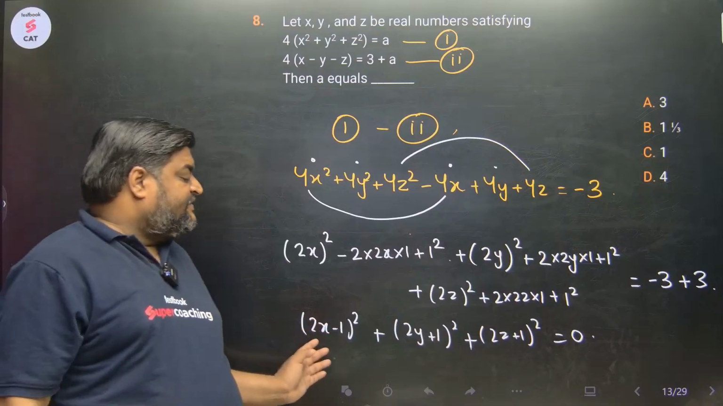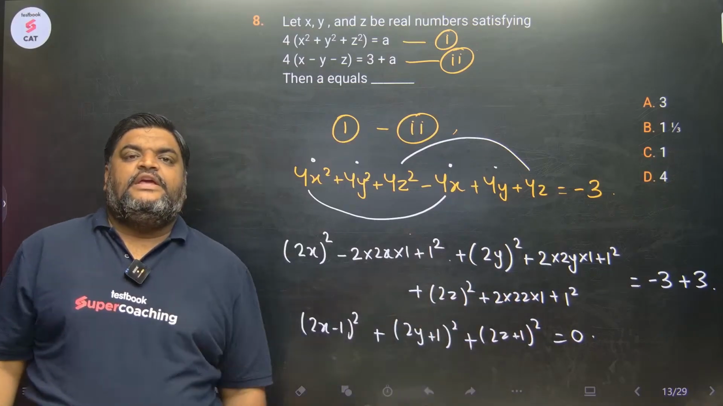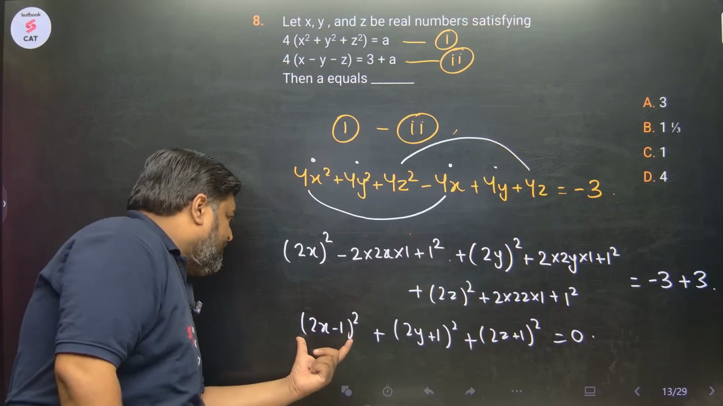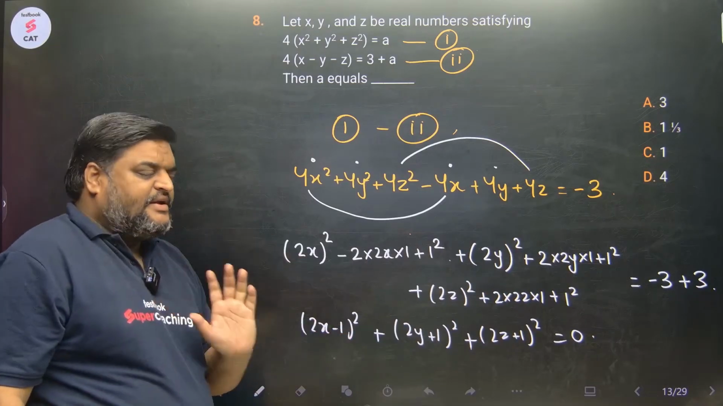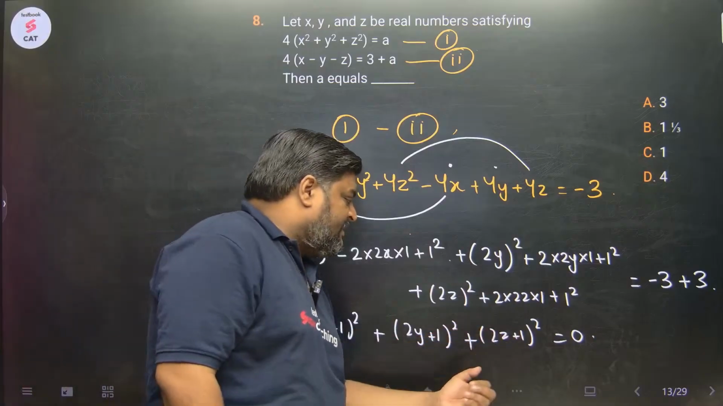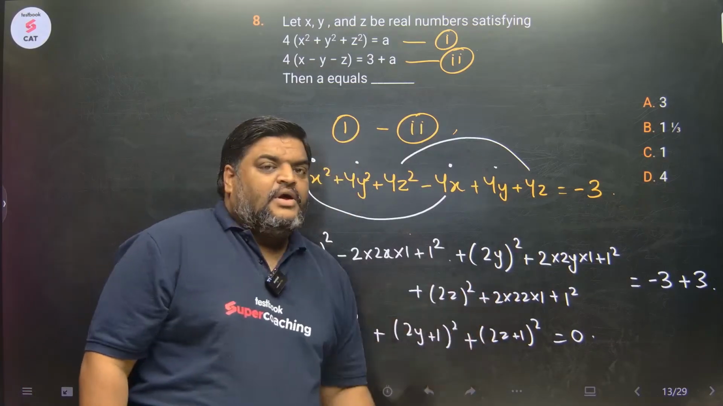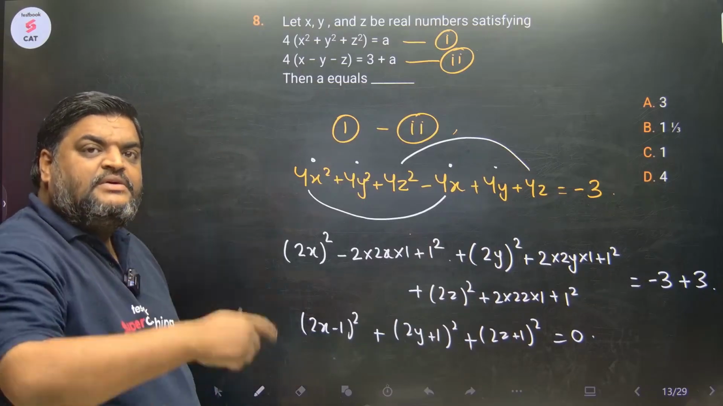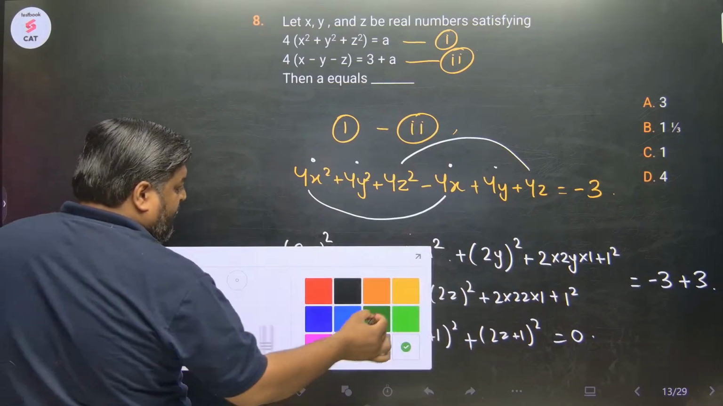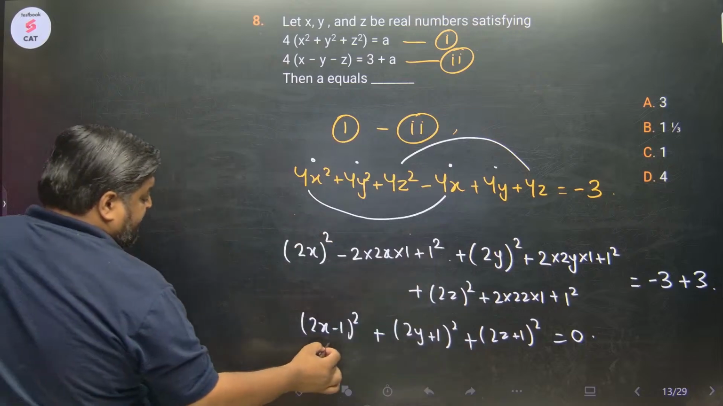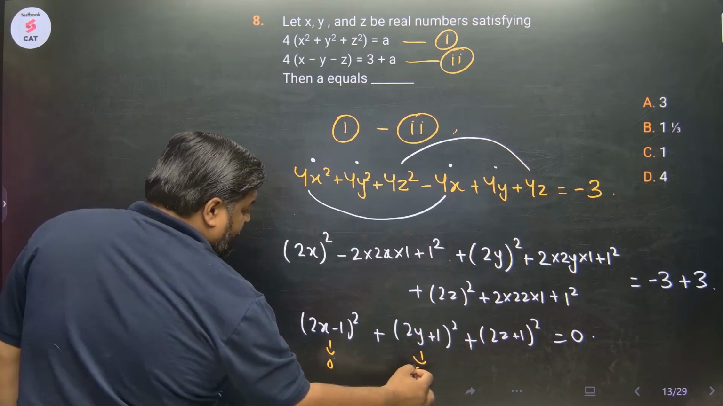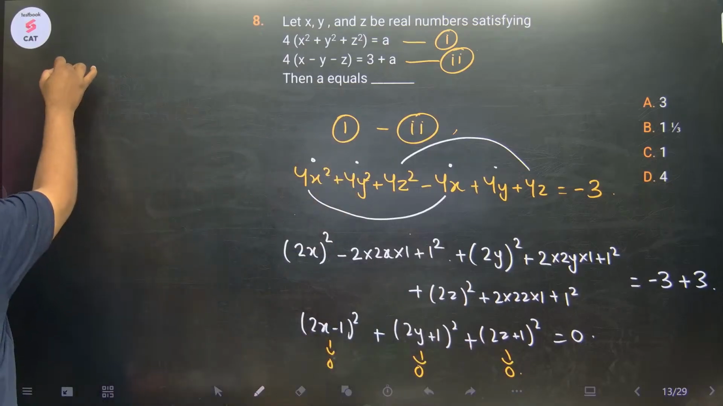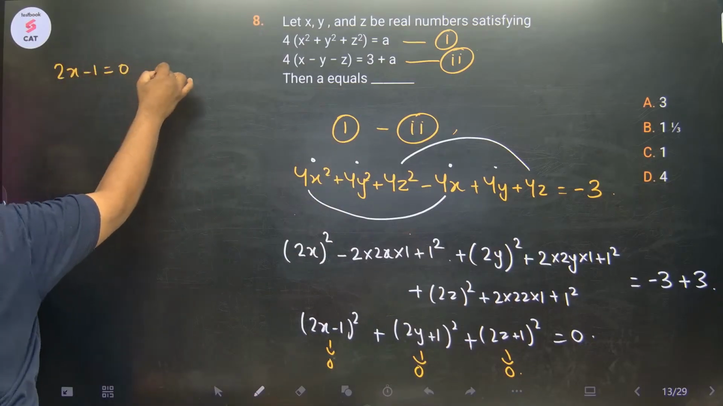Now sum of three non-negative numbers equal to 0. When is this possible? Look, this is a square, it cannot be negative. Similarly, this cannot be negative, this cannot be negative. All of them are non-negative numbers. This is possible only when all of them are individually 0. That means this has to be 0, this has to be 0, and this has to be 0. This gives me 2x minus 1 equals 0. So x is half.